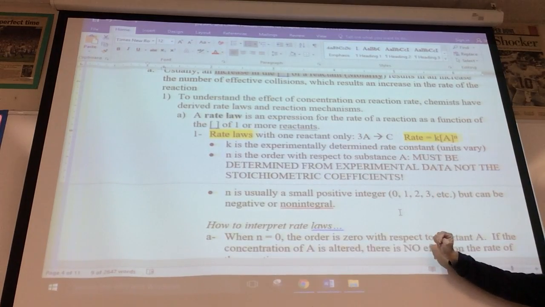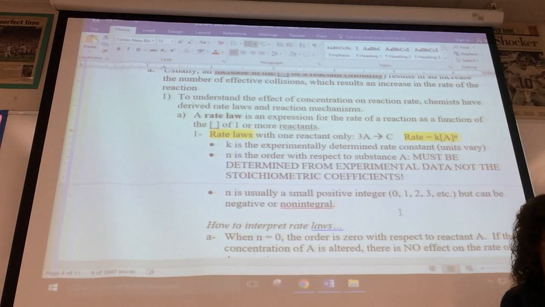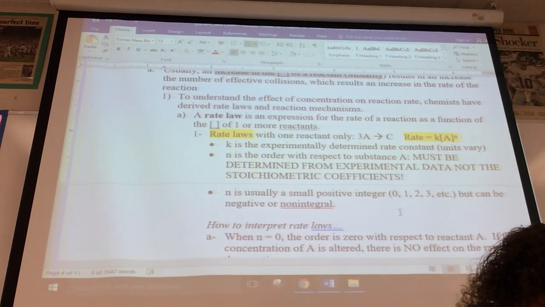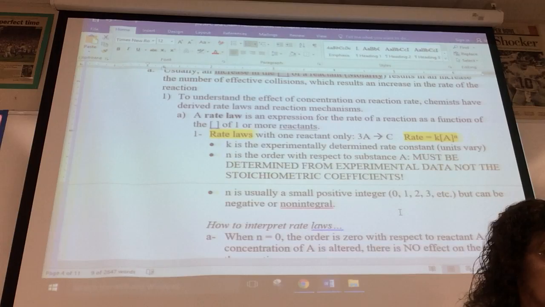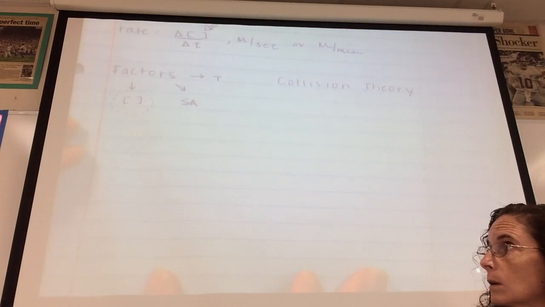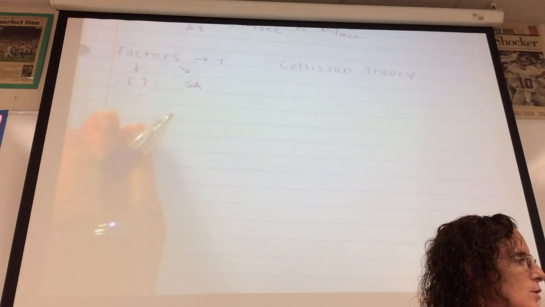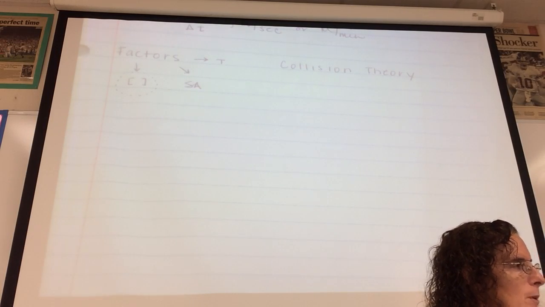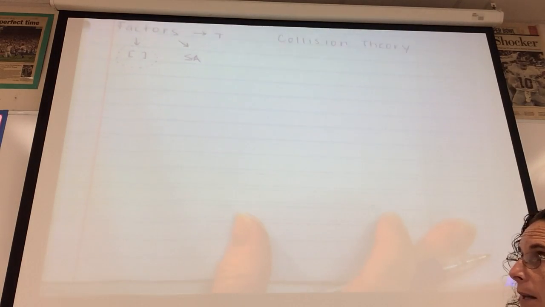Before we learn how to write rate laws, I want to show you how to interpret them, and then I'm going to show you how to write them. There's a lot of information written for A, B, and C, and rather than read through that, I'm just going to give you examples so that you better understand what's being asked. For example, in A, it says when n is 0, the order is 0 with respect to that reactant. So n is 0.